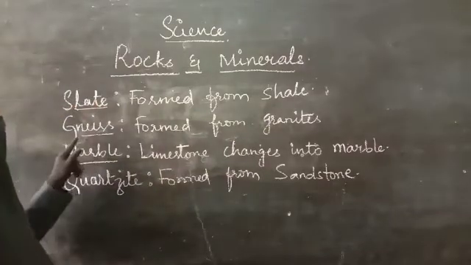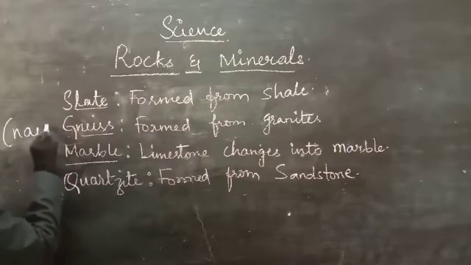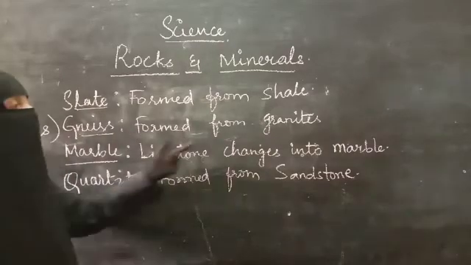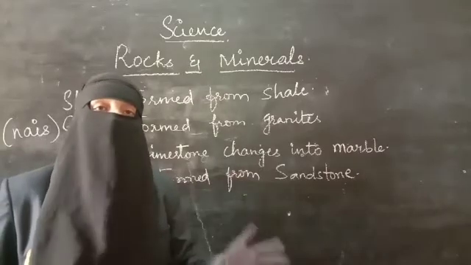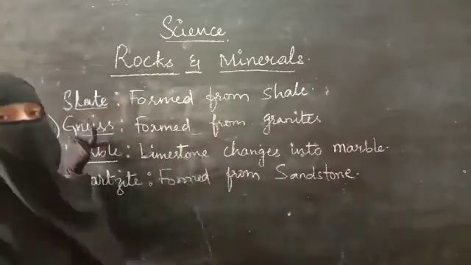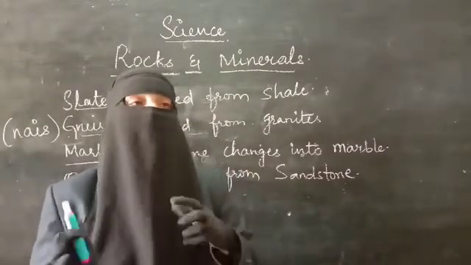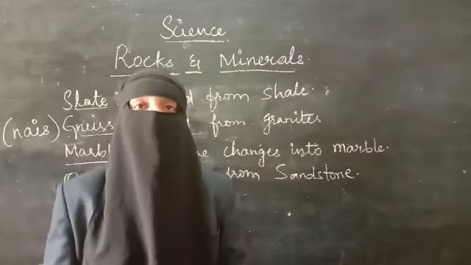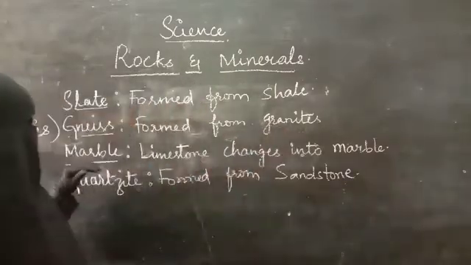Then gneiss. This is actually spelled GNEIS, but the pronunciation is nice. These are formed from granites. You know, granite is a commonly used igneous rock. From that granite, this gneiss is formed, and this metamorphic rock has dark grey and black color bands on it, whereas granite does not have any band.